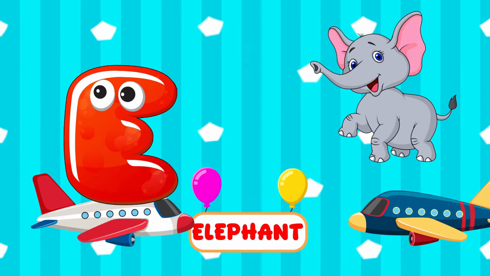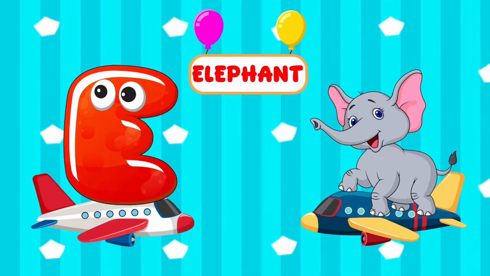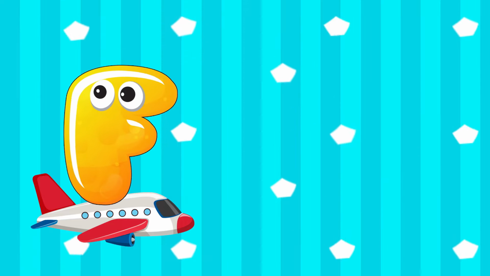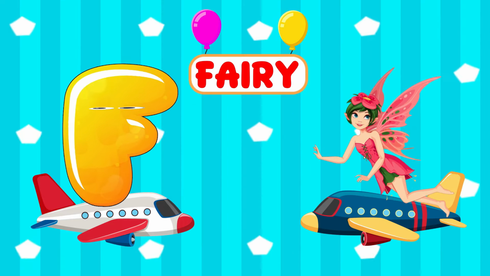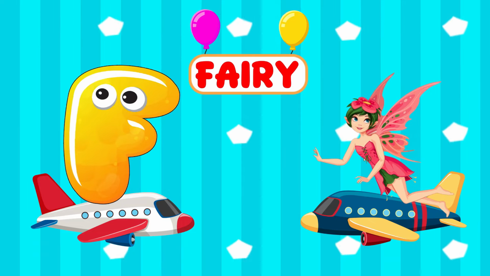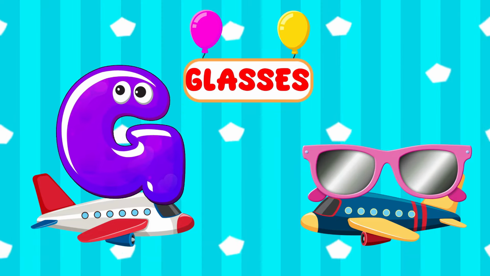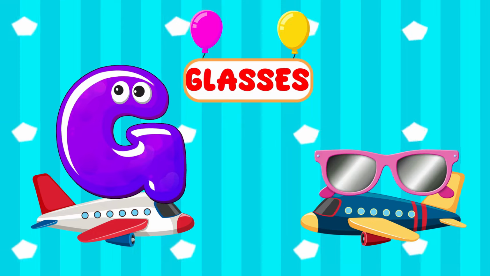E is for elephant. Elephant, E, elephant. F is for fairy, f, fairy. G is for glasses, g, g, glasses.